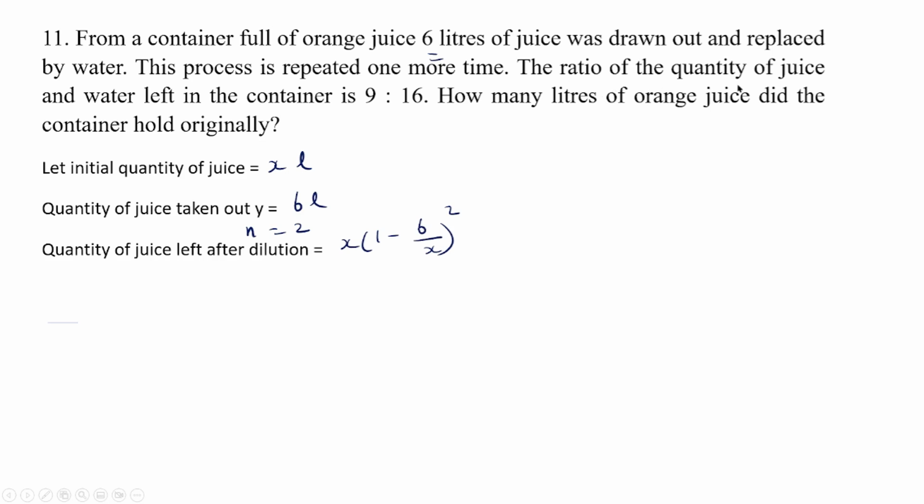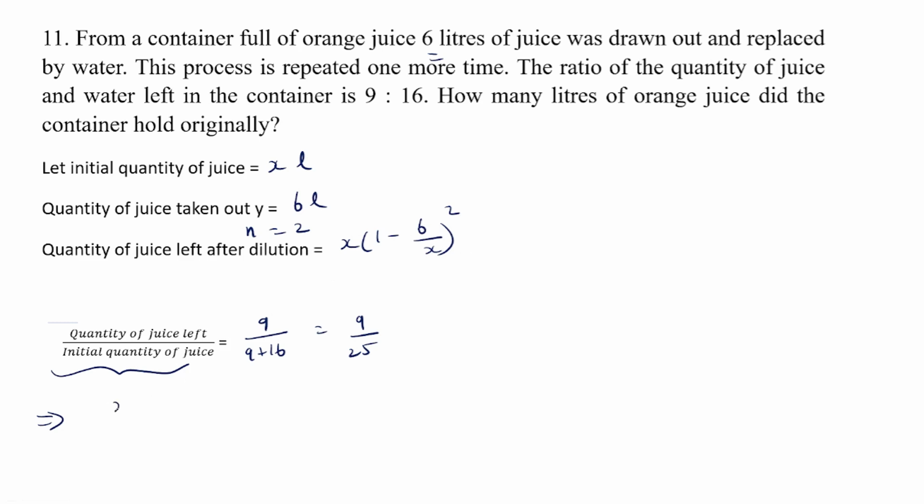Here we have the ratio of quantity of juice and water left in the container as 9:16. So let us take the quantity of juice left upon the initial quantity of juice. It is nothing but 9 by 9 plus 16, so it is 9 by 25. Now this ratio is nothing but the quantity of juice left, x into 1 minus 6 by x the whole square, upon the initial quantity of juice, which is x. This is equal to 9 by 25.